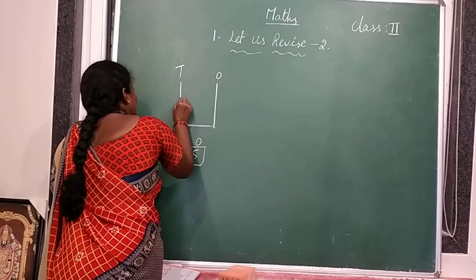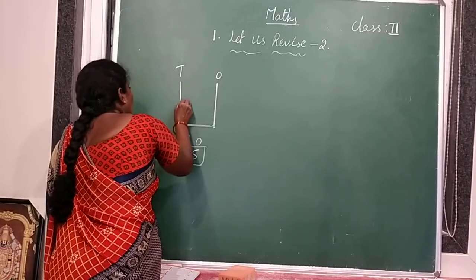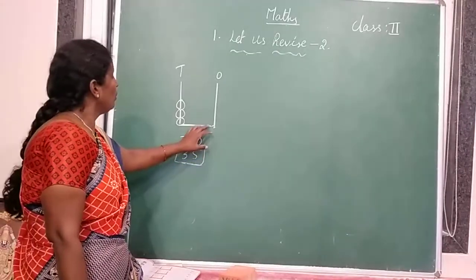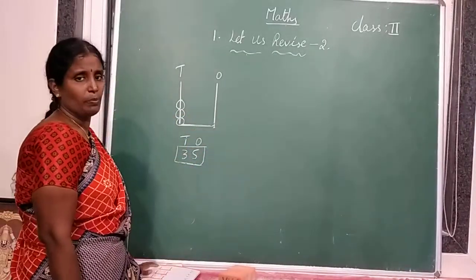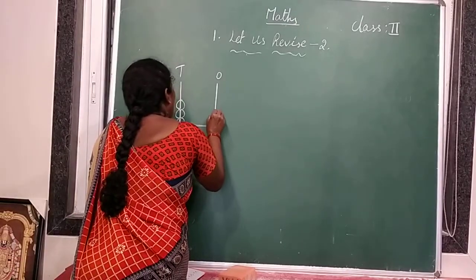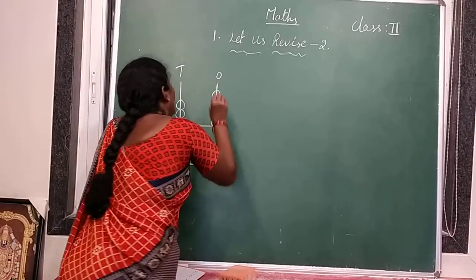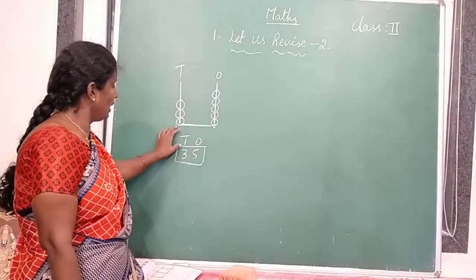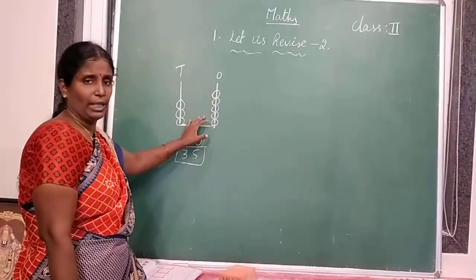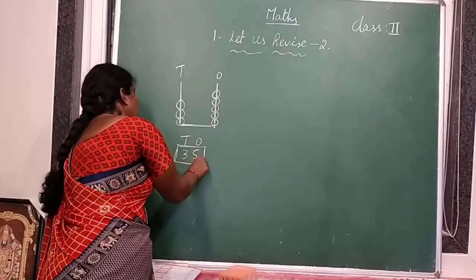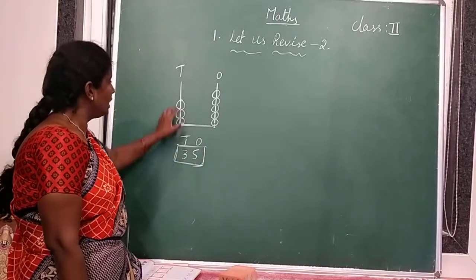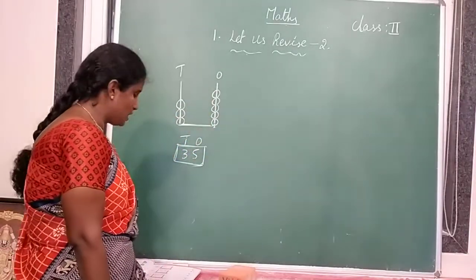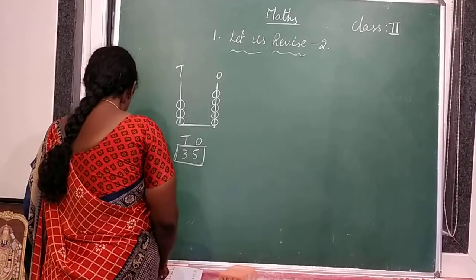Ones, tens. Sorry. 1, 2, 3. 3 beads. And here 5 ones are there. So we have to draw 5 beads on the ones spike. 1, 2, 3, 4, 5 beads on the ones spike. So 3 beads on tens spike and 5 beads on ones spike because it is 35. Now take out your textbooks, all of you.